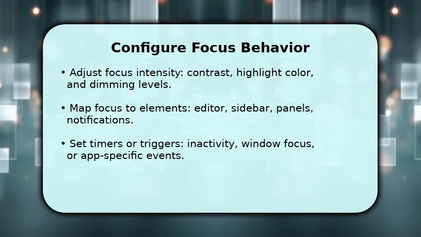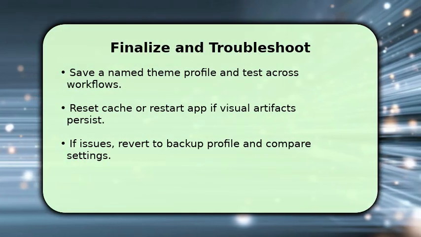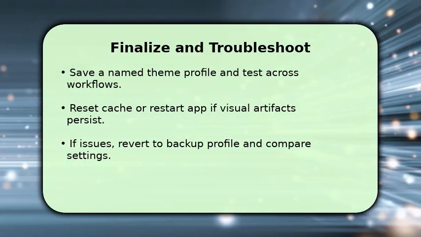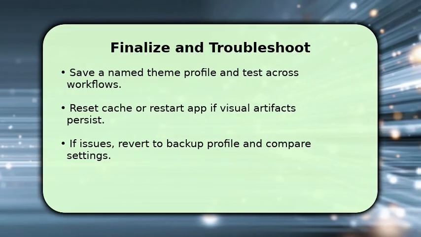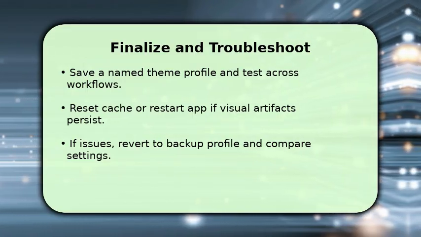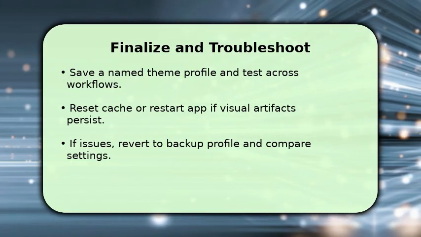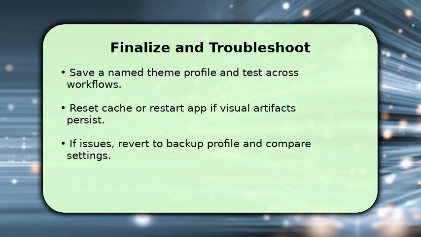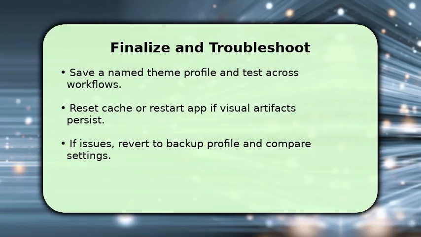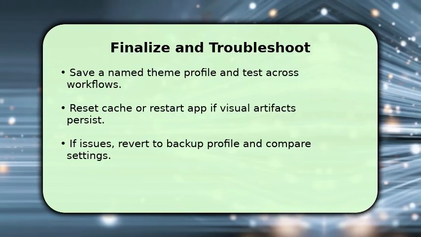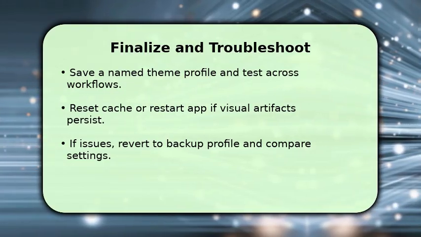To finish, save your configuration as a named profile and test it across typical workflows: writing, reviewing, and switching windows. If you spot visual artifacts or incorrect highlights, clear the app cache and restart, because many rendering glitches resolve that way. If problems persist, revert to your exported backup and reapply changes step by step to identify the culprit.